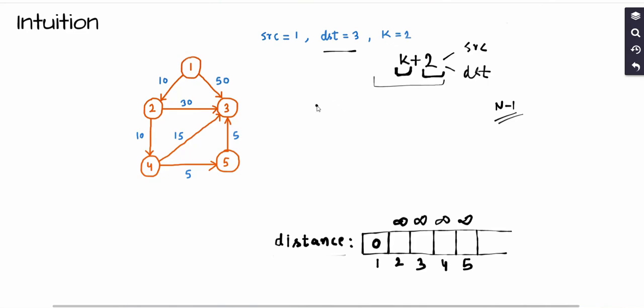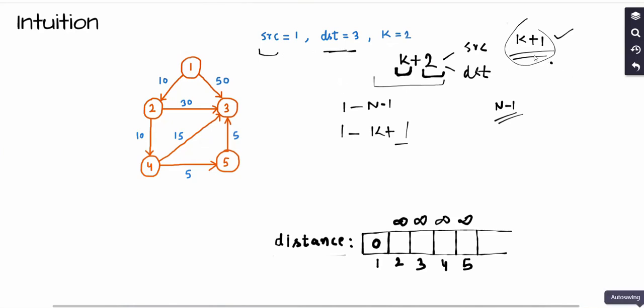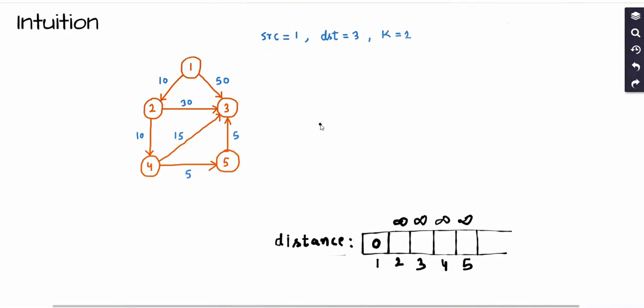So instead of iterating from 1 to n minus 1, I iterate from 1 to k plus 1. Why k plus 1? Because we know that for a path having k plus 2 nodes, I may have k plus 1 edges at max. So this is the longest path which we may have while computing the shortest path from source to destination. We can't have more than k plus 1 edges. Fine. How will this algorithm work? Let's dry run the approach which I explained here.